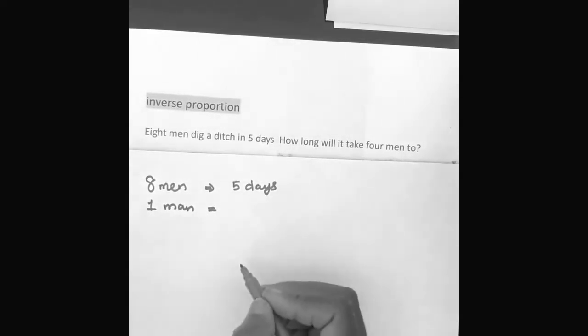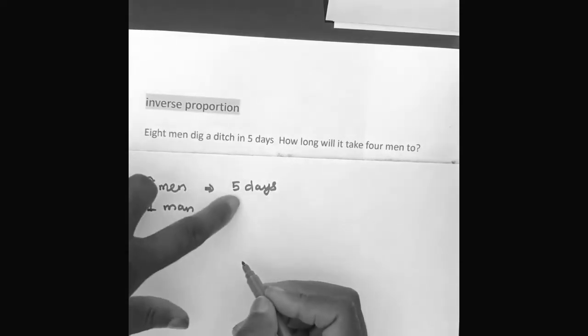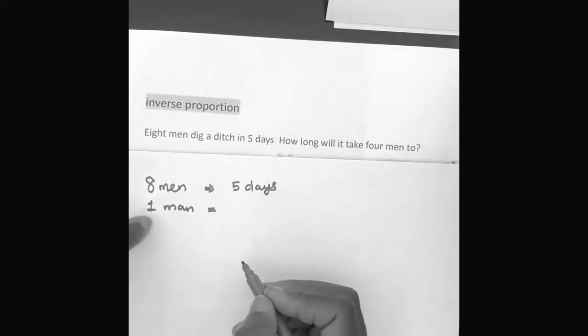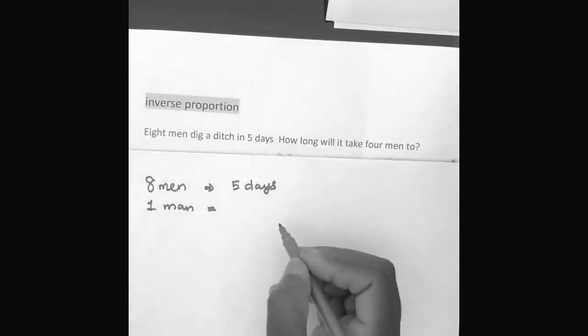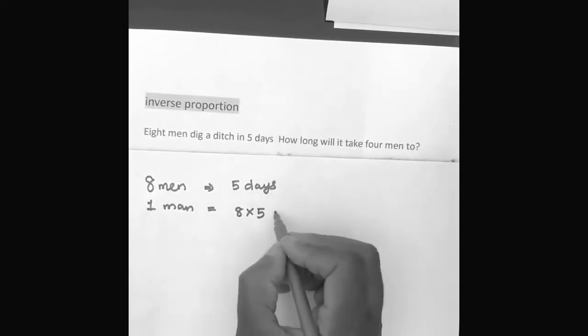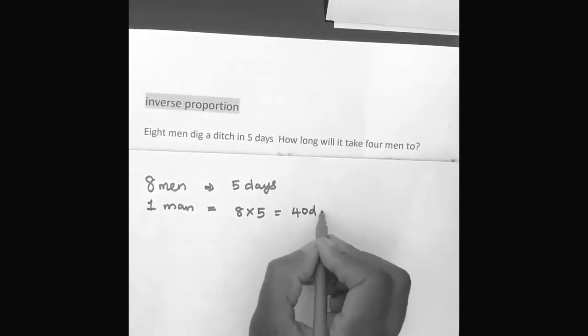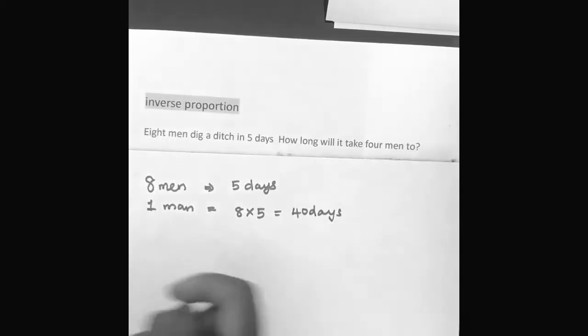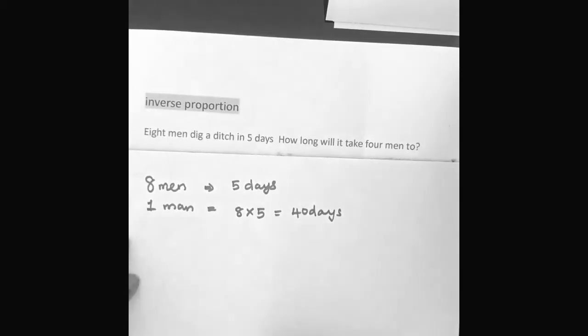Now remember, when we were doing direct proportions, we were dividing, but this time you can't just jump straight into dividing, because you're going from 8 men digging in 5 days. You want to find out what it takes 1 man to dig. So in this case, you're going to have to multiply. 8 times 5 is going to give you 40 days. It will take 1 man 40 days to dig the same ditch.